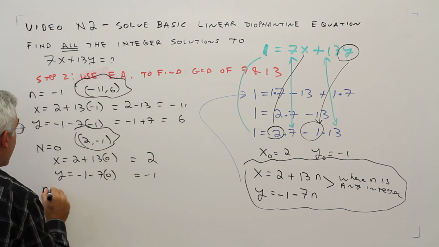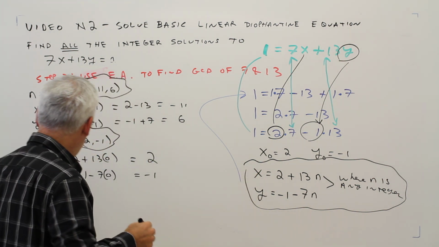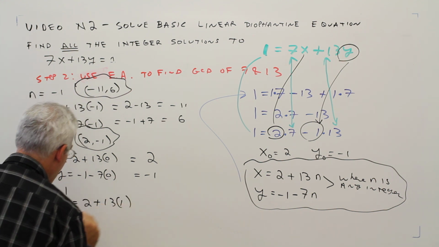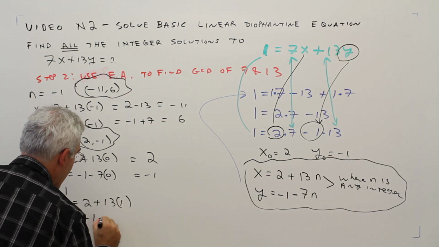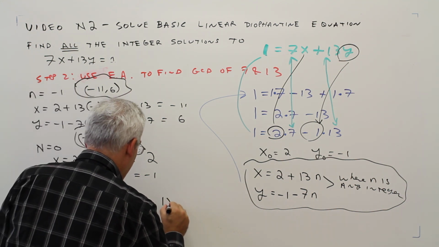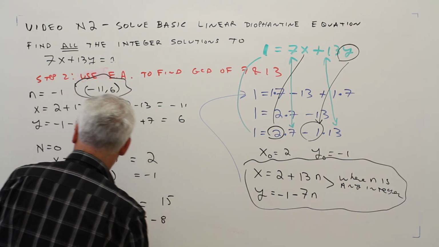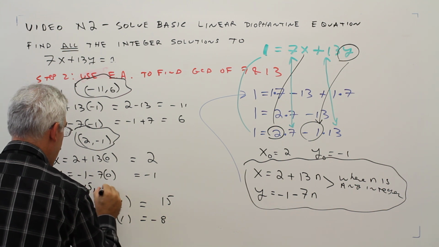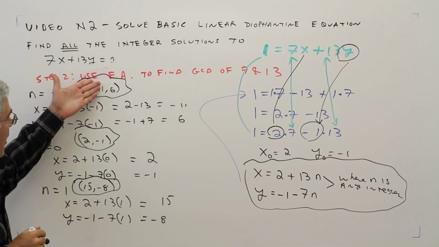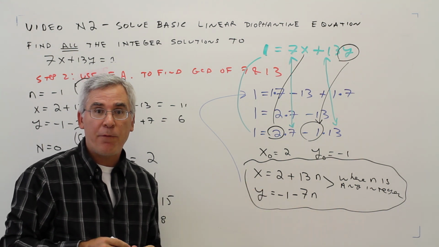And then finally, if n equals 1, and you can let n be any integer, I'm just going through these 3. So if n equals 1, x would be 2 plus 13 times 1, y would be negative 1 minus 7 times 1, and that's going to be 2 plus 13, that's going to be 15, negative 1 minus 7, that's going to be negative 8, so that's going to be 15 by negative 8. So once again, here are 3 specific integer solutions, and here is the general form.